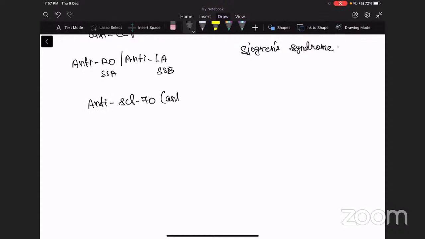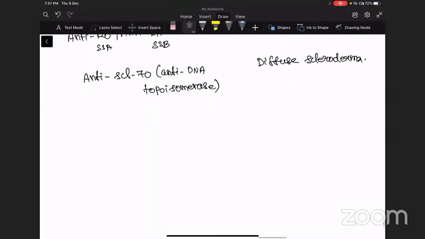Anti-Scl70 or the anti-DNA topoisomerase. Correct, Ashley Simon. Seen in diffuse scleroderma. Anti-centromere, seen with the CREST syndrome.